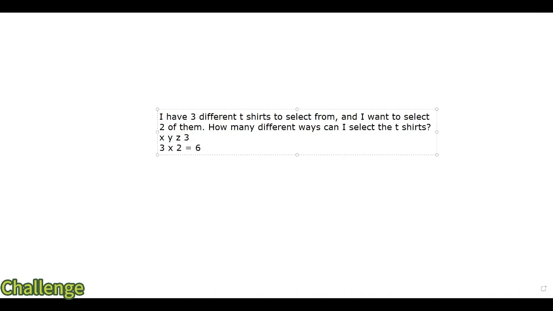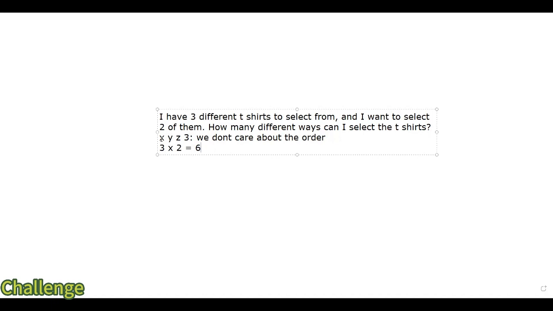So for the first one, we don't care about the order, which means that, for example, it doesn't matter if I pick the X t-shirt first or the Y t-shirt first. And for the second one, we do care about order. So there's 3 ways to pick the first t-shirt and 2 ways to pick the second t-shirt.